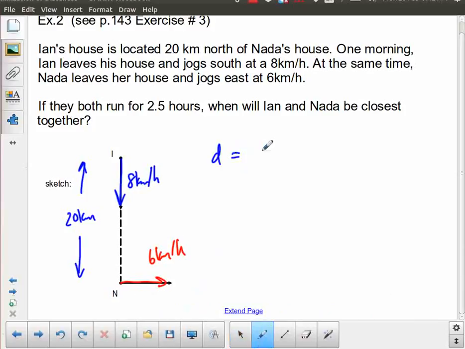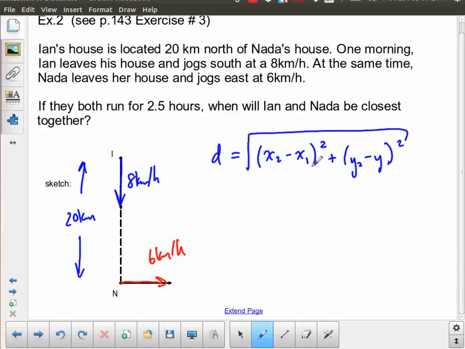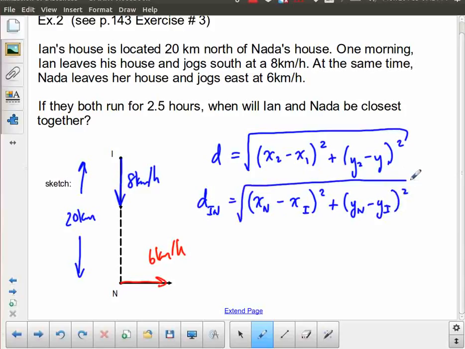So the distance formula is that x2 minus x1 all squared plus y2 minus y1 all squared, and then that whole thing square rooted. So the distance from Ian to Nada is going to be xn minus xi all squared plus yn minus yi all squared, all square rooted. It doesn't matter which one you put as the second point and which one is the first point.